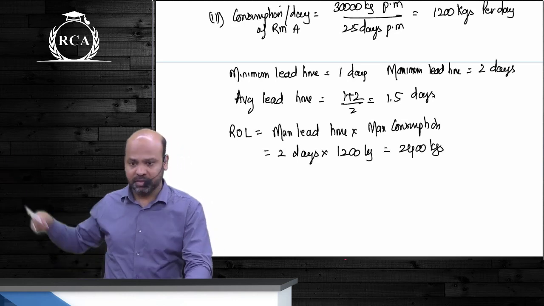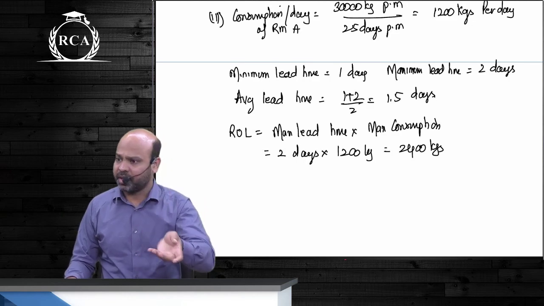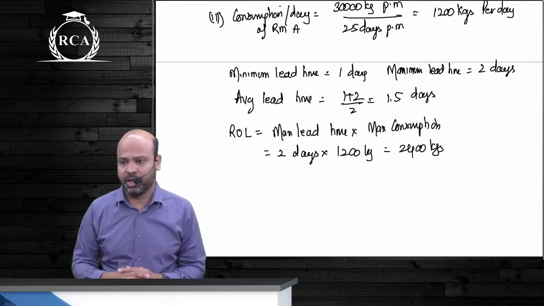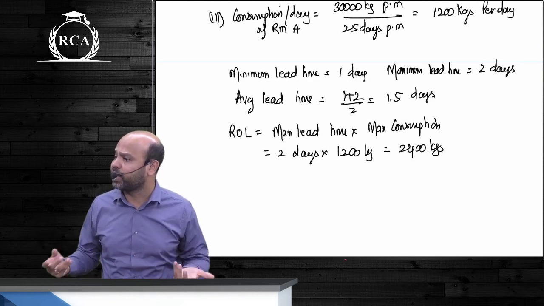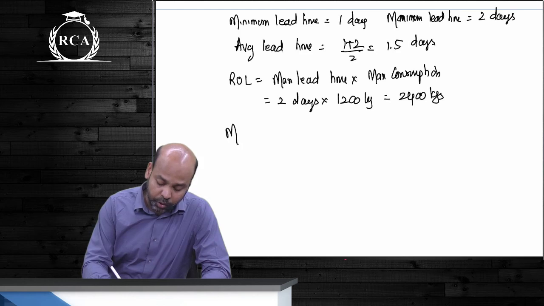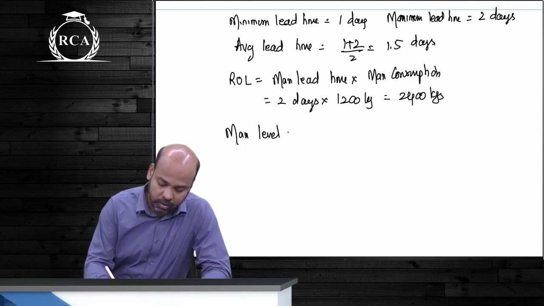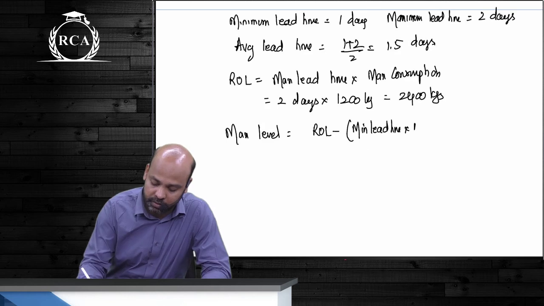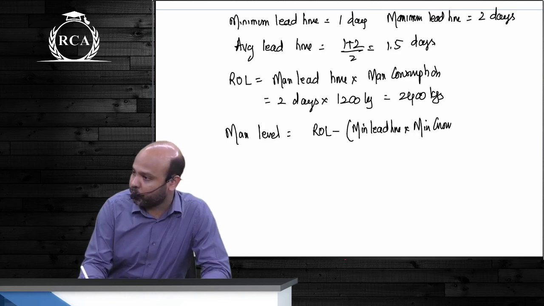Sir, how is that maximum consumption? If nothing is given, beta, normal consumption, average consumption, minimum consumption, all of them will be the same. If it's giving us different values, we would have taken different values. Otherwise, you're going to take the same value. Now, how will I compute maximum level, beta? You will write reorder level minus minimum lead time into minimum consumption plus ROQ. Proud that you remember the formulas.